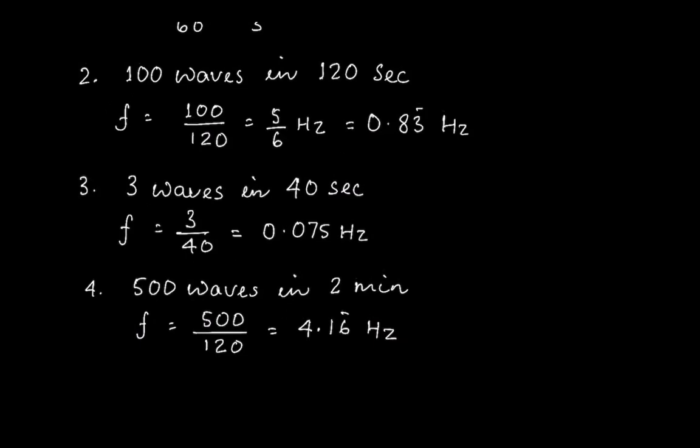And then you have 500 waves in 2 minutes. Here the time is given in minutes, so you have to convert that into seconds first. 2 minutes is 120 seconds. So in 120 seconds, you have 500 waves. You do 500 over 120, and you get 4.166 recurring hertz. So this is how you solve these questions.